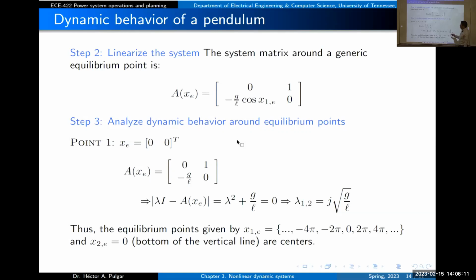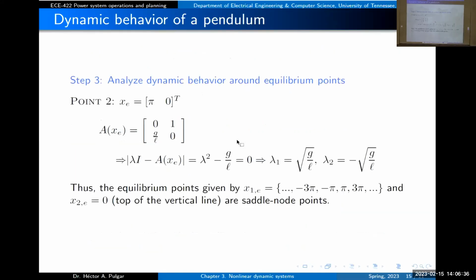So what is the solution for point 1? What is the behavior of the system around point 1? It's going to be a center. So any point that follows this pattern, 0, 2 pi, 4 pi, and also negative, all of them are going to be a center.